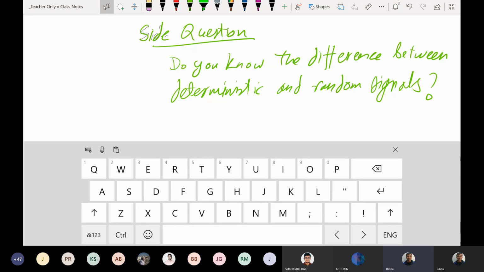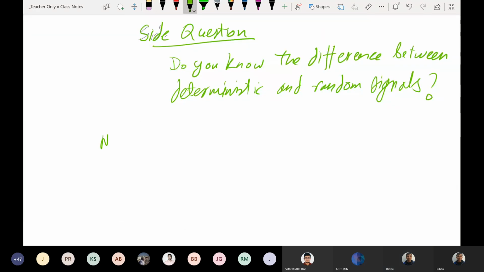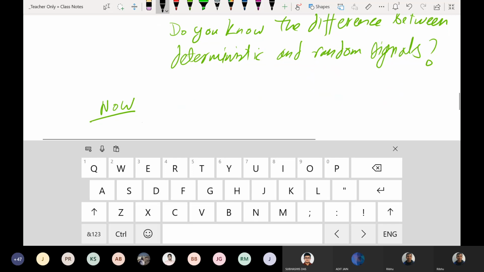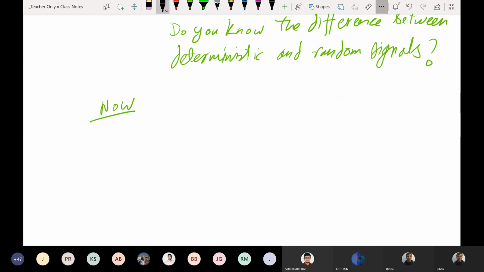Okay. Now I'll repeat what we did yesterday. For a deterministic m(t) equals A_m cos(2 pi f_m t).